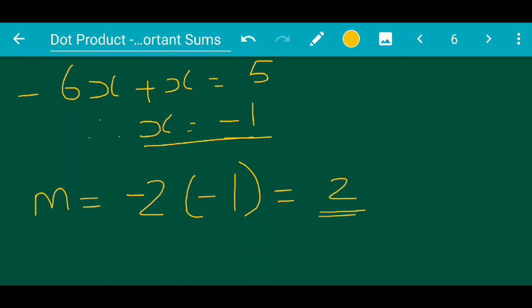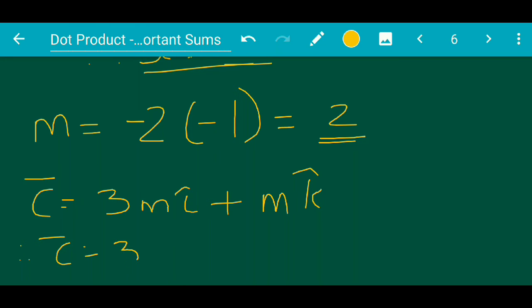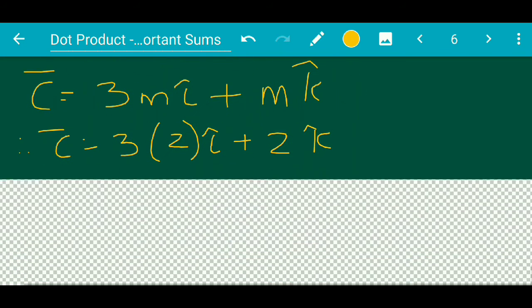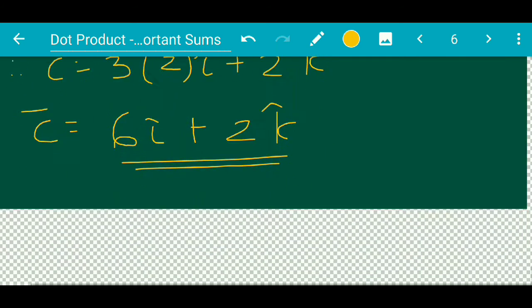And therefore the vector c, okay, the vector c was actually c bar is equal to 3mi plus mk. Okay, this we had got before, and therefore c bar becomes 3 into 2i plus 2k, which is 6i plus 2k. Okay, so we get the value for c bar. What about d bar?